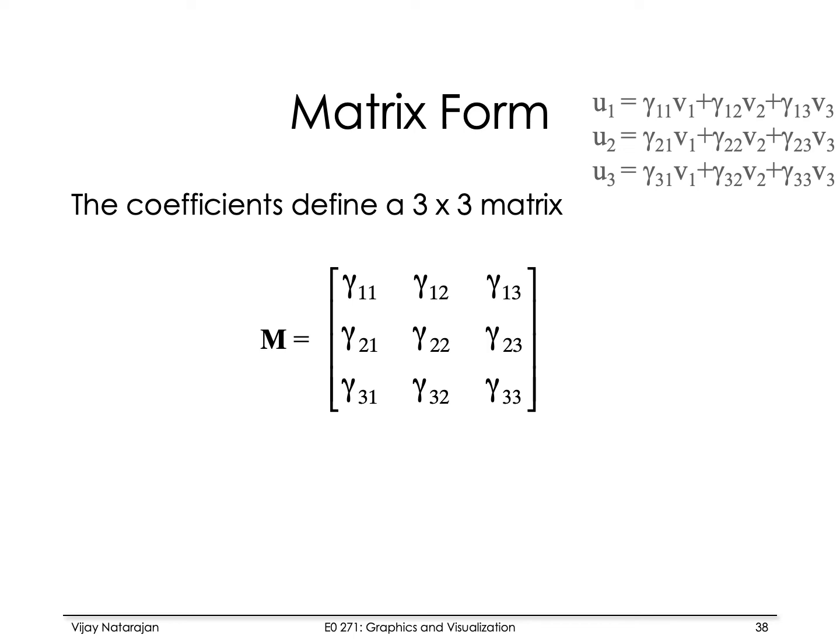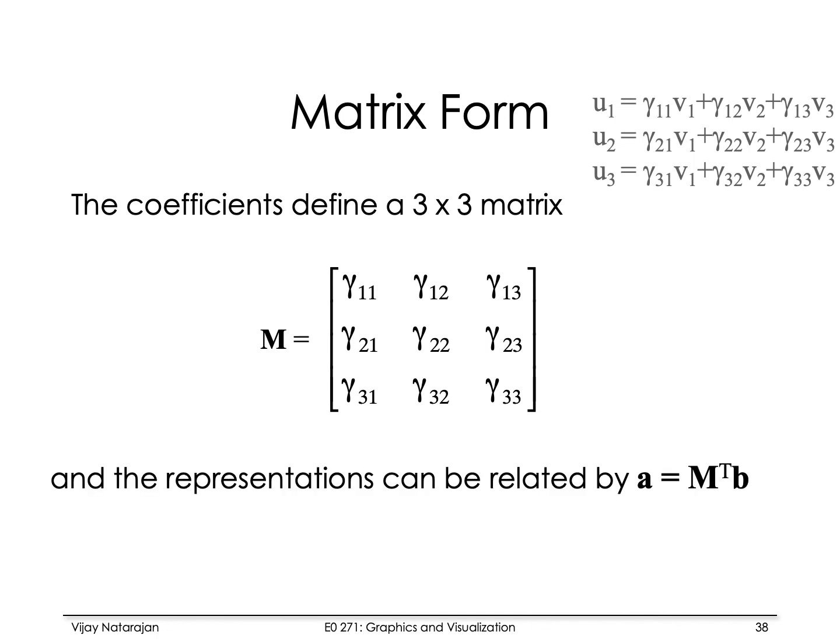Let's put down these coefficients that we have for the u sub i's in the form of a matrix. So M actually gives us the various coefficients gamma sub ij. If M is this matrix, then using simple matrix manipulations, you can figure out that the representation A can be written as M transpose B. So this allows us to go from one representation to another.